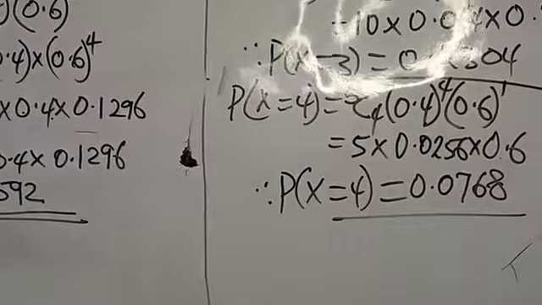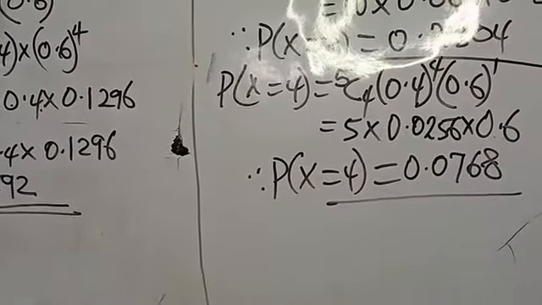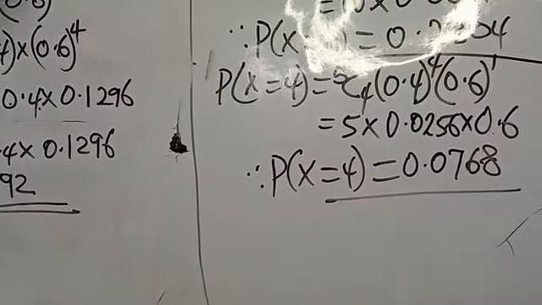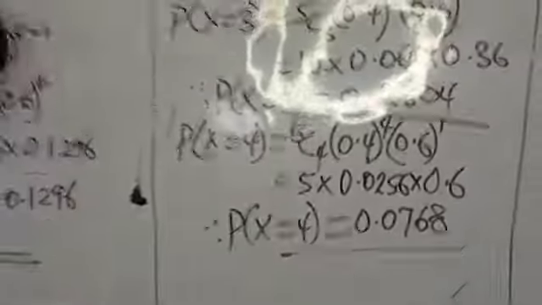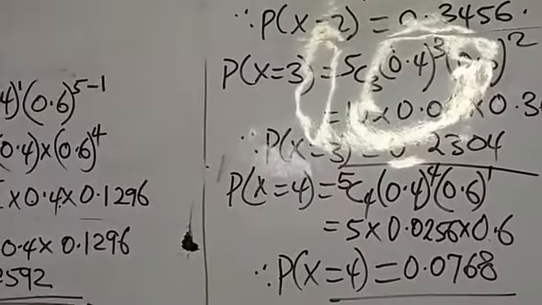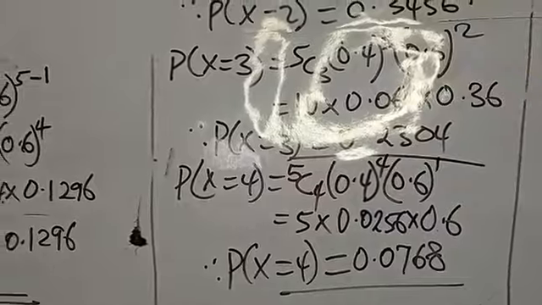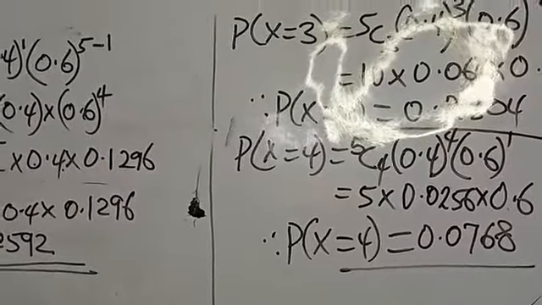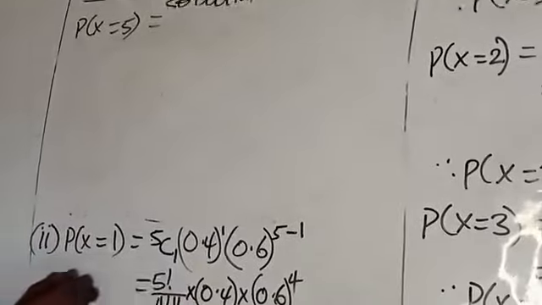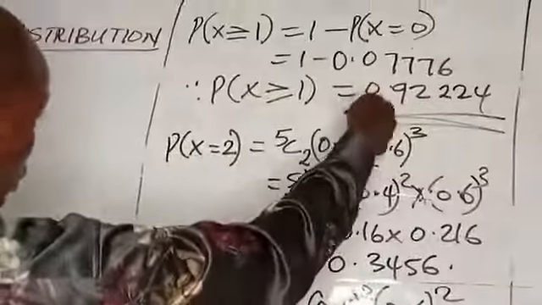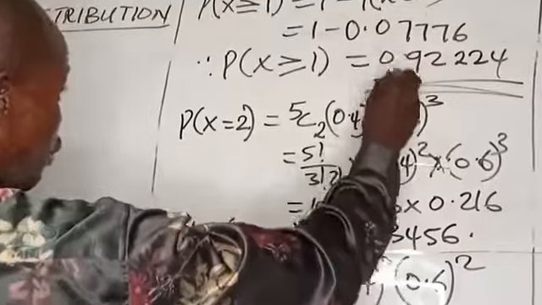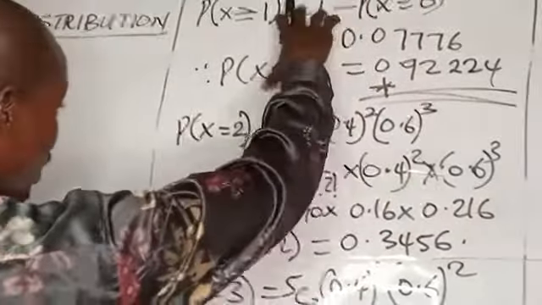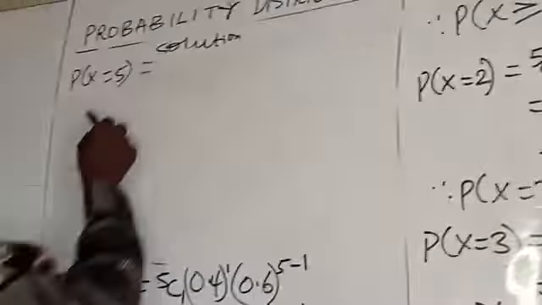Then the next one is to find the probability of x equals to 5. No, this is an alternative solution to this very one. If you don't want to do it this way, you can follow the latter solution.